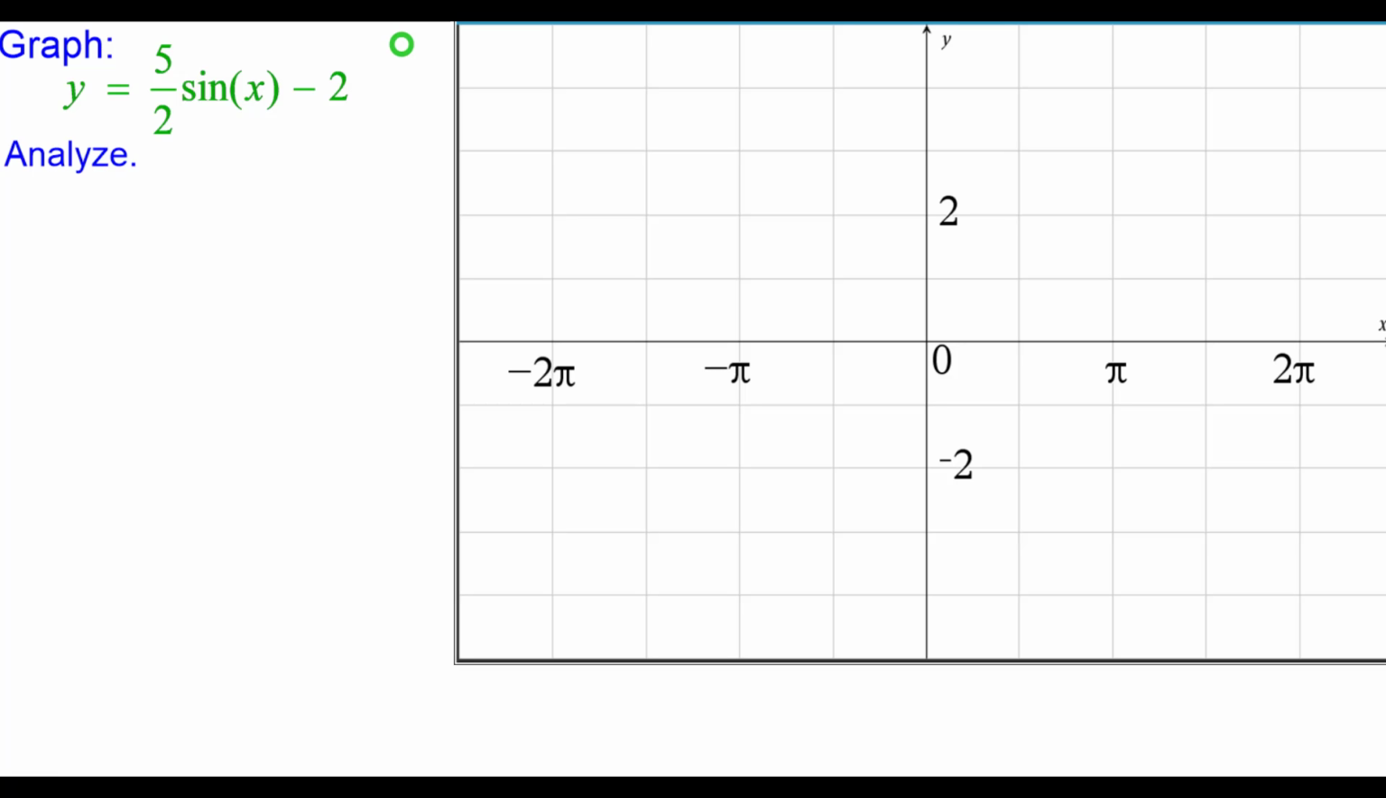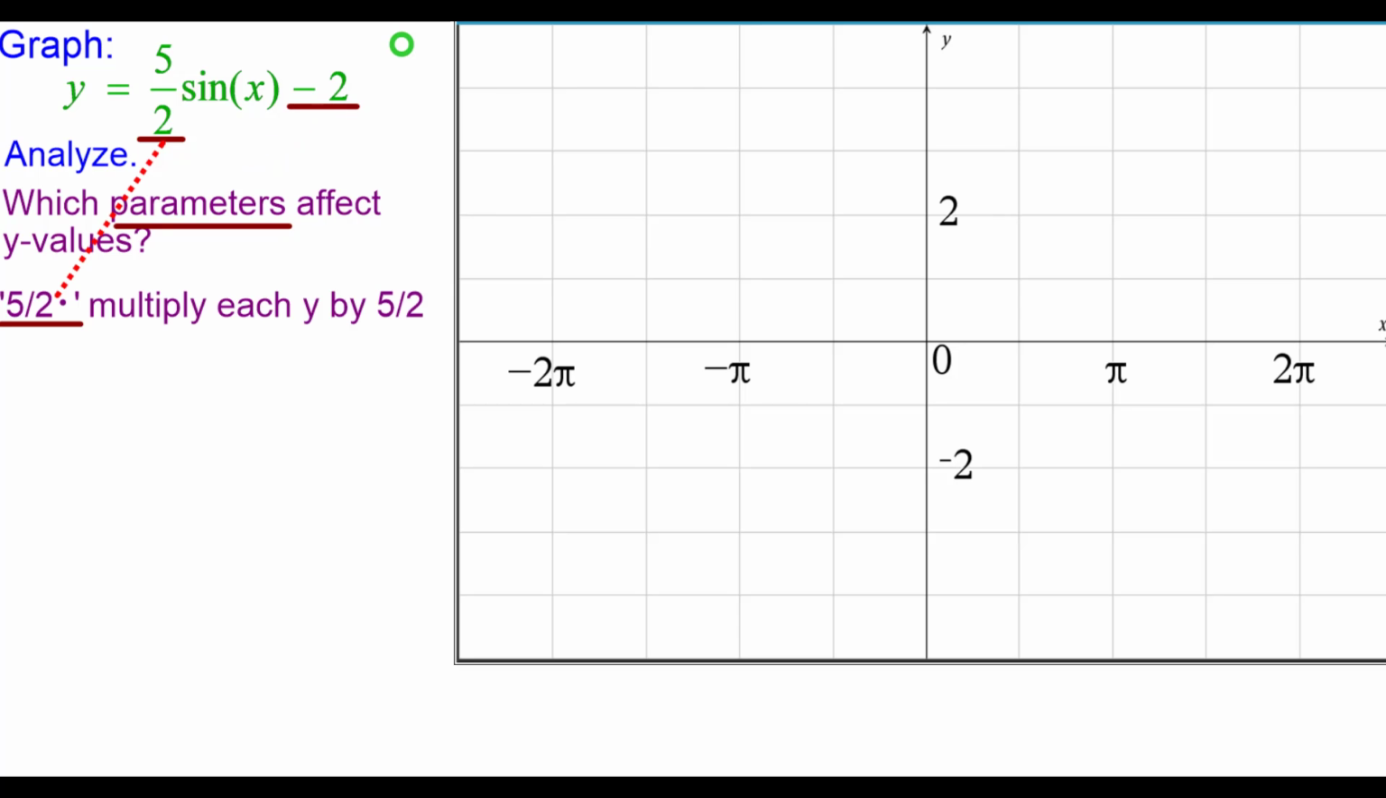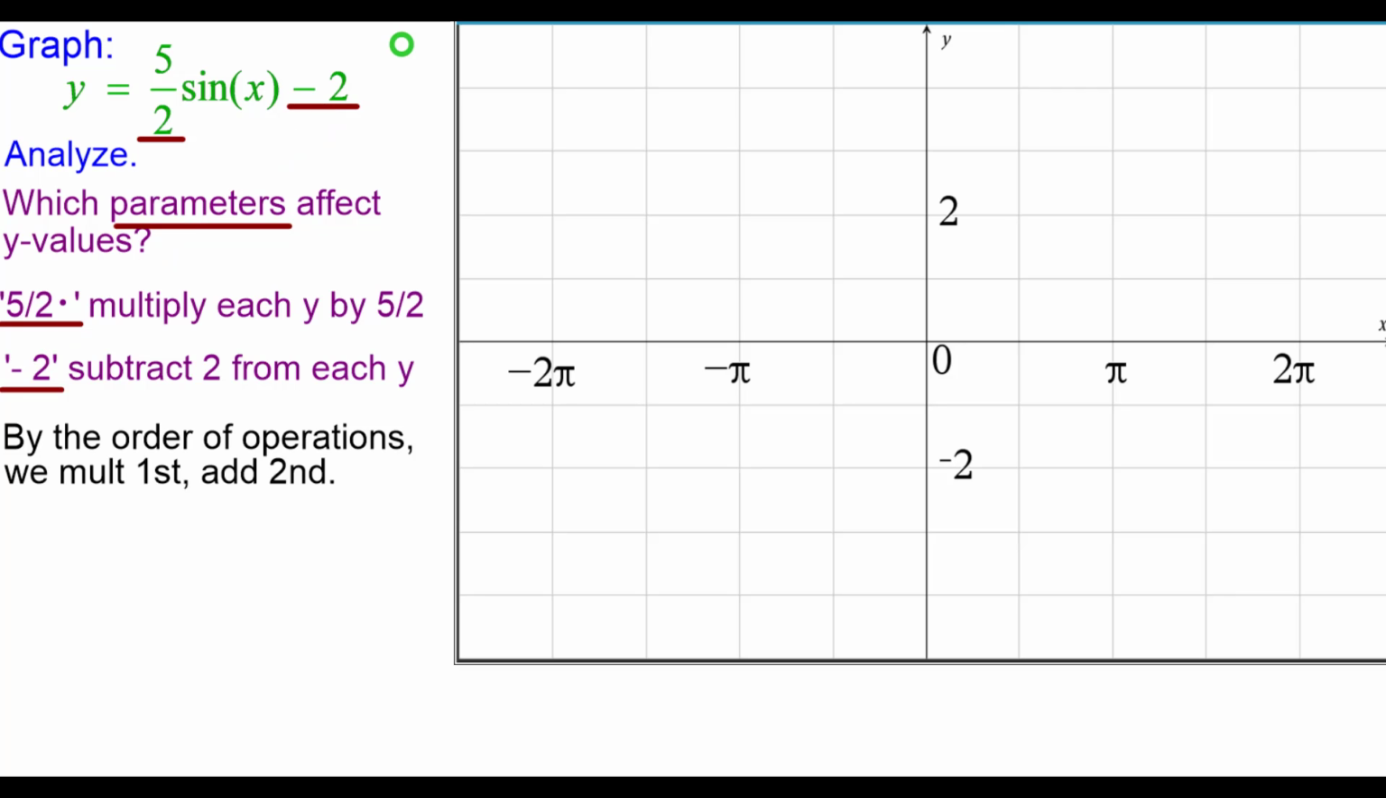First thing we're going to want to do is analyze the parameters. So which parameters affect the y values? That would be 5/2 times and minus 2. The 5/2 times will multiply each y value by 5/2. Minus 2 subtracts 2 from each y value. And remember, by the order of operations, multiplication first, addition second.